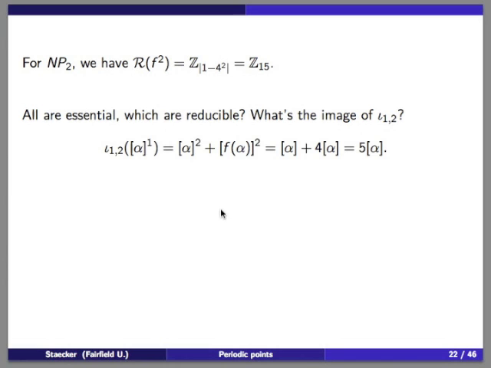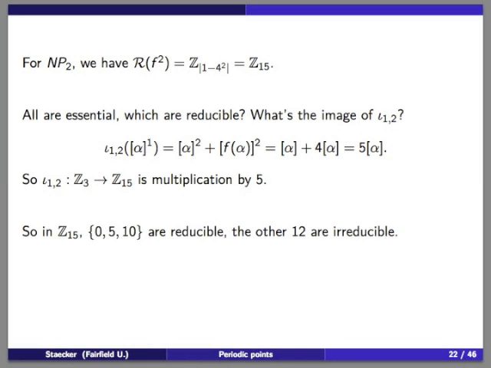By the definition of the boost, iota_{1,2} of alpha, I'm writing additively, again, because this is an abelian group. Remember, the definition of the boost is you do alpha times f to the k of alpha times f to the 2k of alpha, etc. In this case, k is 2, so you don't have to do very much at all. Alpha plus f of alpha. Well, f is the degree 4 map, so this is really just alpha plus 4 alpha, which is 5 alpha. So what is the image? Well, you could say this boost, which goes from Z mod 3 to Z mod 15, is multiplication by 5. It's not hard to compute.